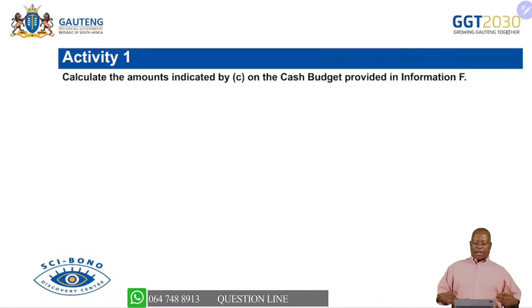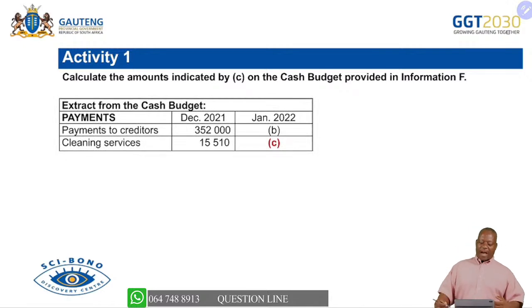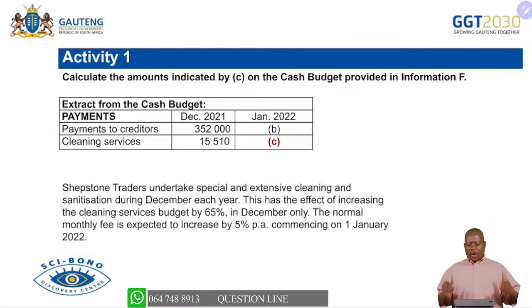Now, let's move on so that we can see if we can be able to find figure C, cleaning services for the month of January. Now, according to the information given, it says, Shepstone Traders undertake special and extensive cleaning and sanitation during December each year. This has the effect of increasing the cleaning services budget by 65% in December only.